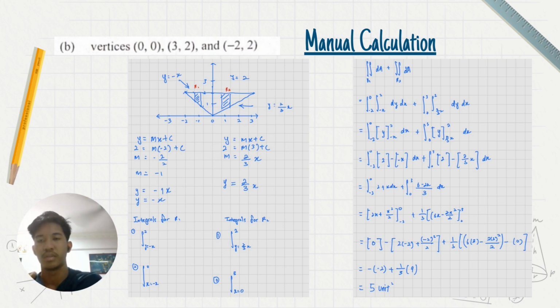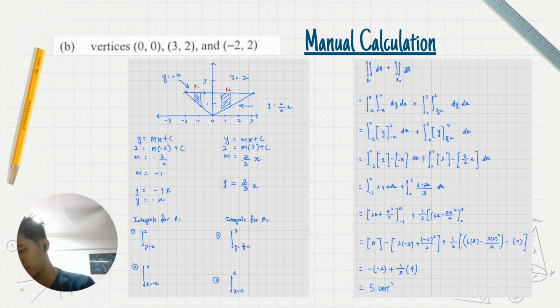My question is to find the area of a triangle with the vertices (0, 0), (3, 2), and (-2, 2). The first step is to sketch the triangle on the xy plane using the vertices given.